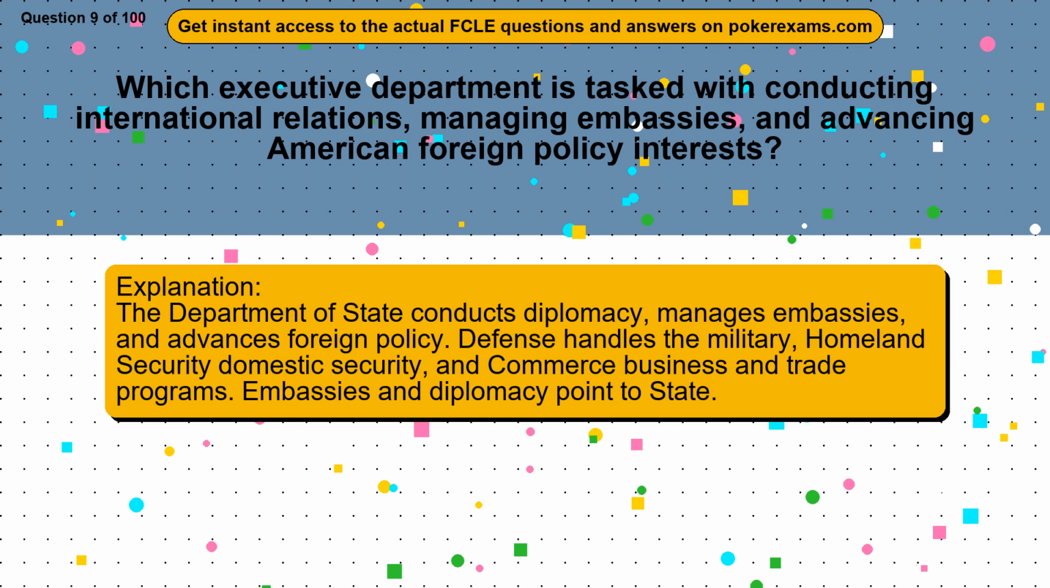The Department of State conducts diplomacy, manages embassies, and advances foreign policy. Defense handles the military, Homeland Security domestic security, and commerce business and trade programs. Embassies and diplomacy point to state.